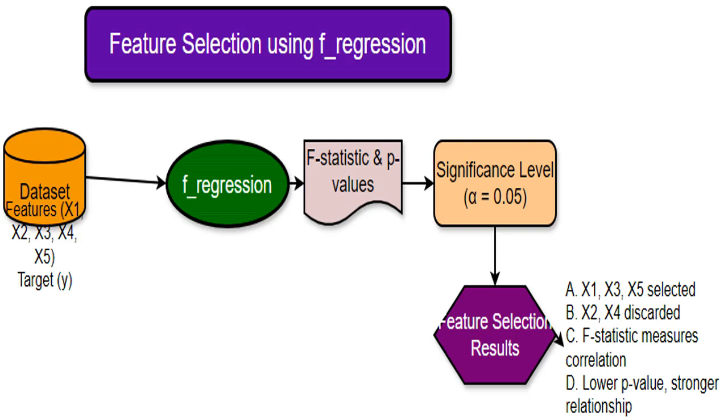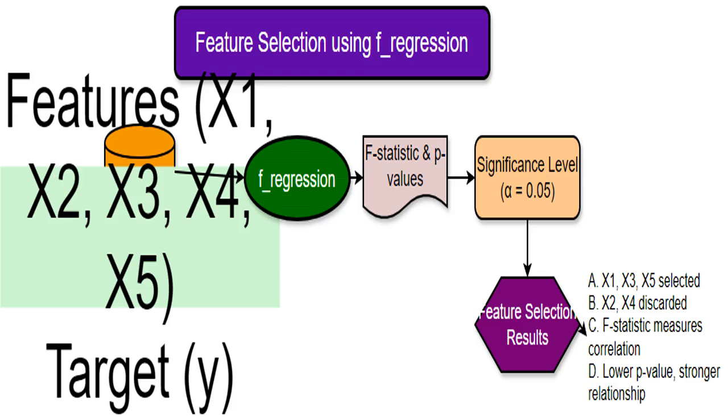I'm using scikit-learn's f_regression function to select the best features for my regression model. f_regression calculates f statistics and p-values to help make this decision. It assesses how well each feature individually predicts the target variable. The output of f_regression includes f statistics and p-values for each feature.